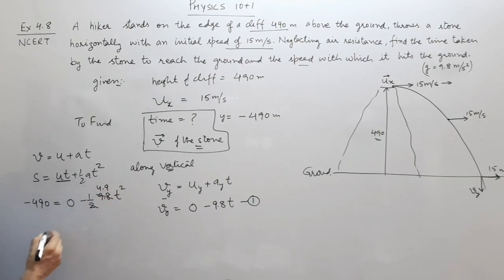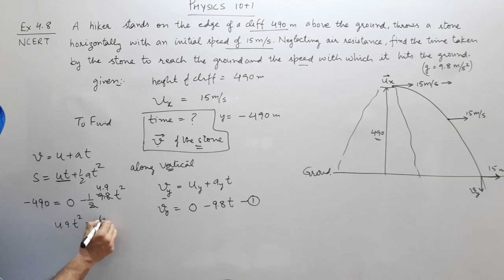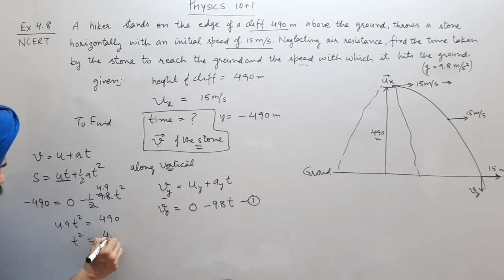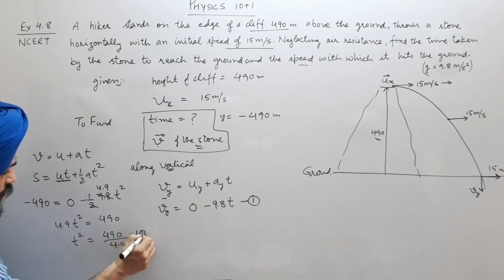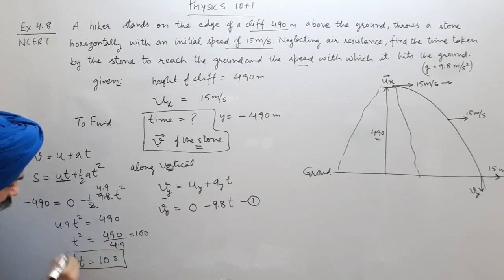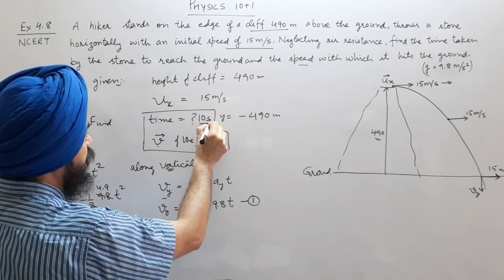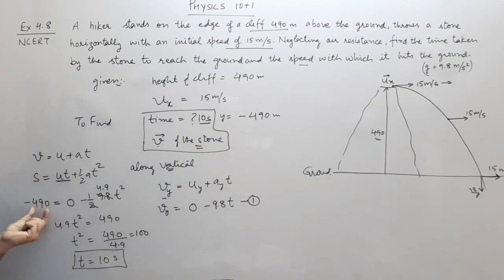4.9 is the 9.8. So 4.9 t square equal to 490. So this will give me t square equal to 490 divided by 4.9, which will be equal to 100, or t will be 10 seconds. Time taken by the projectile is 10 seconds when it covers a distance of 490 in y direction.